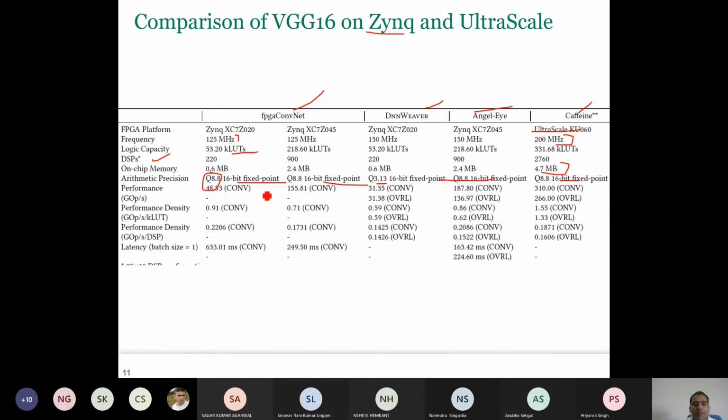And this is the performance for different layers, performance density. That means for each LUT that you have, how many giga operations per second you can perform. For each DSP that you have, how many operations can you perform, and what is the batch size.